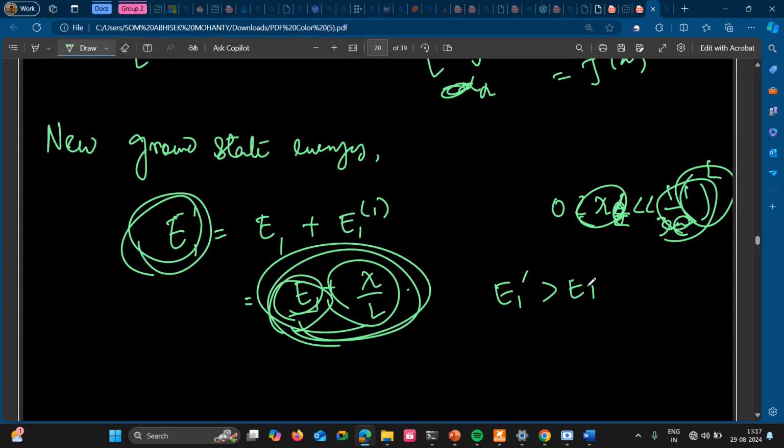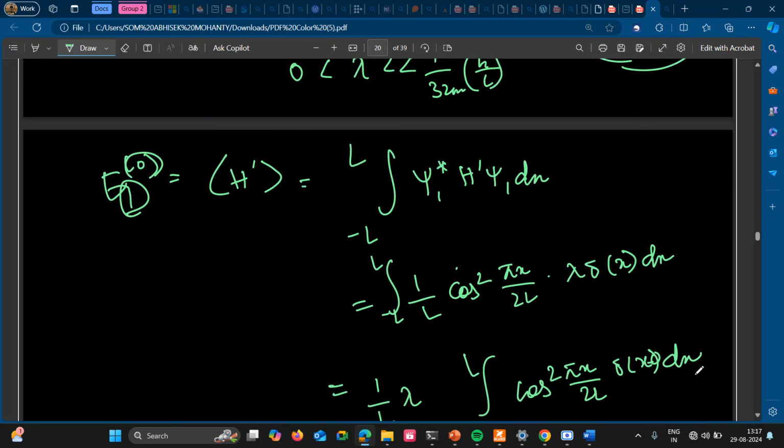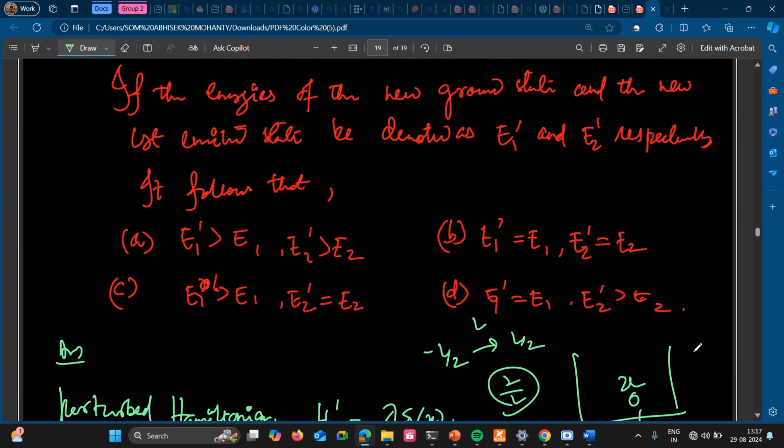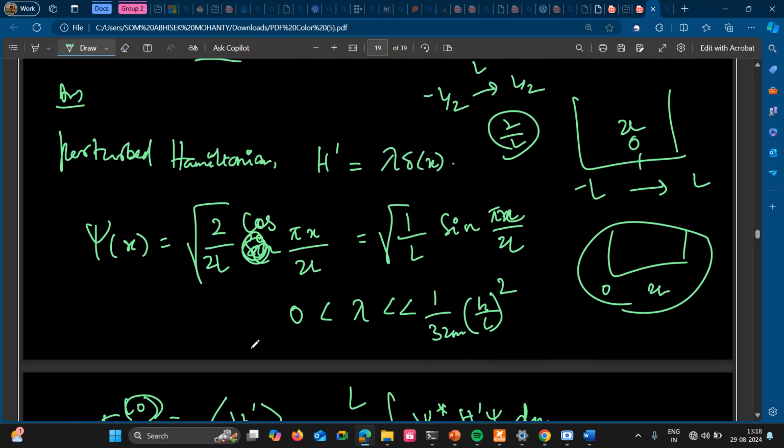Got it? Okay, so is it there in any options? We can just finalize it. This option is correct. There is another option here also, so we have to check the other one. Otherwise, we could have just finished it. Anyway, the first excited state.